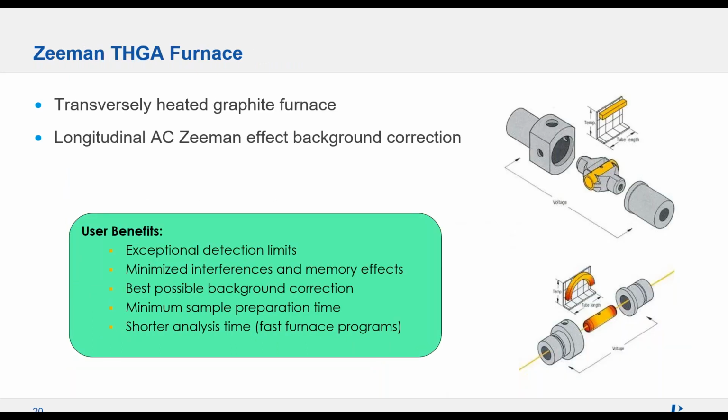Just to give you a bit of background, I know today we're not talking about THGA or furnace, but the difference between THGA and HGA is that we're heating the graphite tube transversely rather than along its axis, and that provides more even heat distribution along the tube compared to the HGA style, avoiding condensation of your atomized sample.